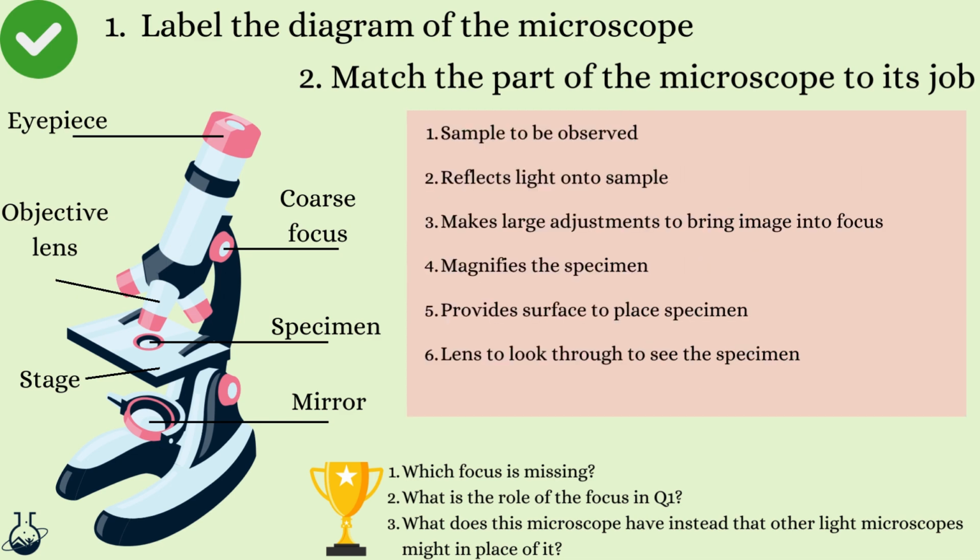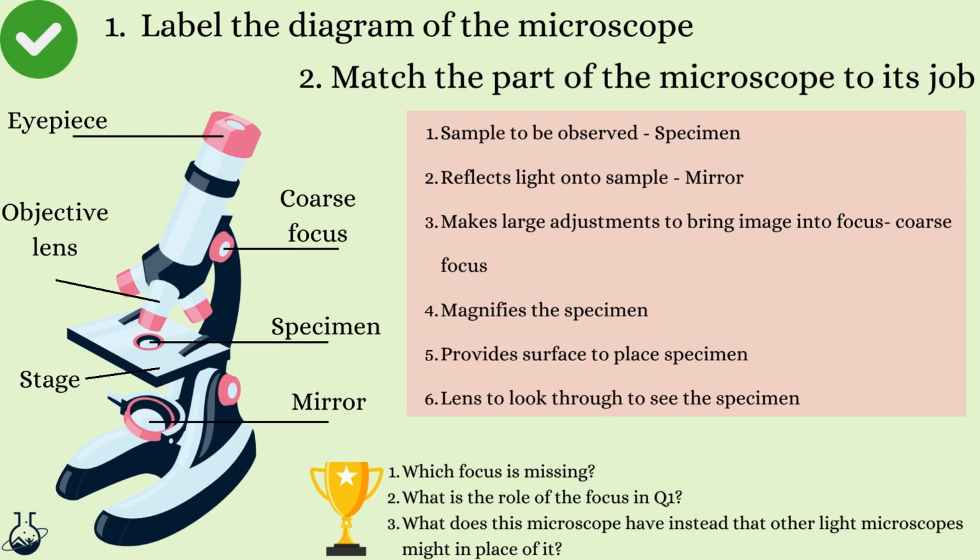Going through the roles then and matching them to the structures, the sample to be observed is the specimen, reflects light onto sample is the mirror, makes large adjustments is the coarse focus, magnifies the specimen is the objective lens, provides a surface for the specimen is the stage, and the lens to look through is the eyepiece.